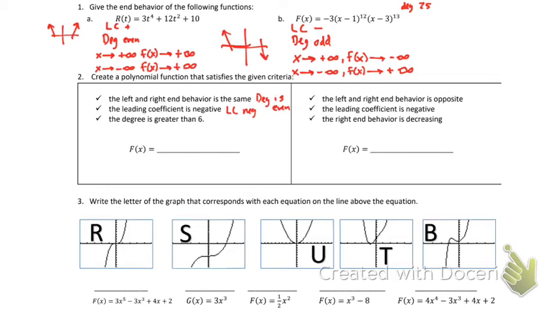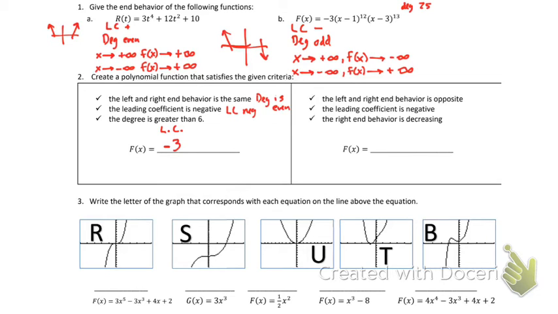Okay, so the first thing I want to put in is my, well, we'll put it this way, leading coefficient. And we know my leading coefficient has to be negative. So I'm going to put negative. All right, and it doesn't say what kind of number. We could put -1, -2. I'm going to put -3. All right, just because. You could put -100 if you want.